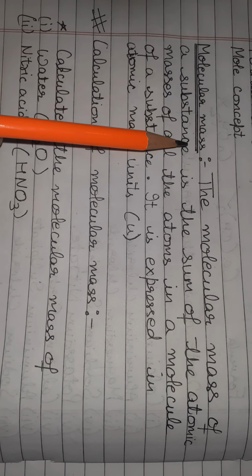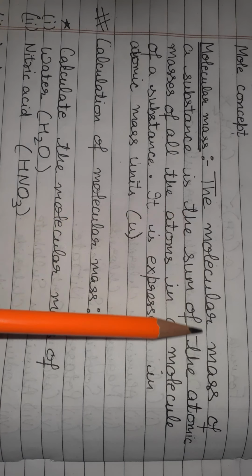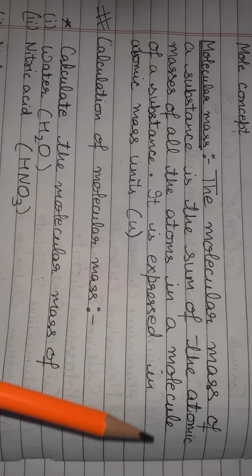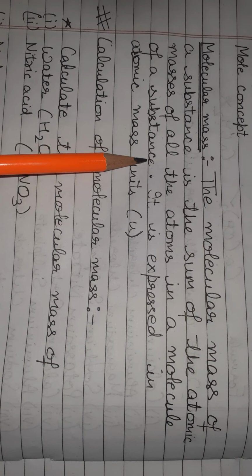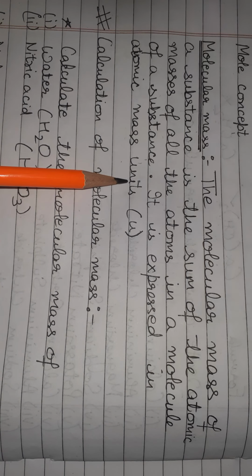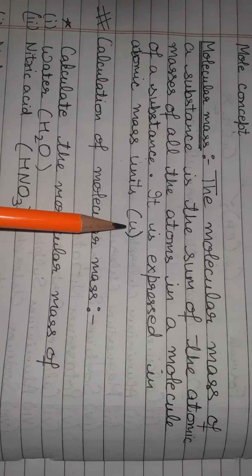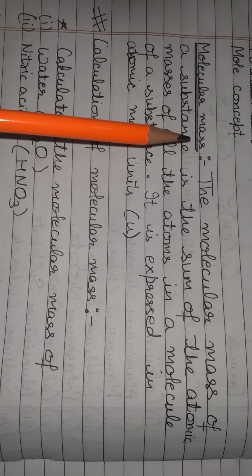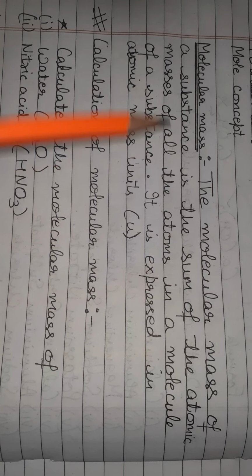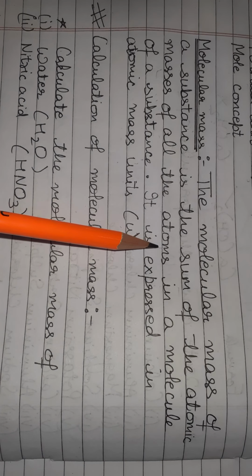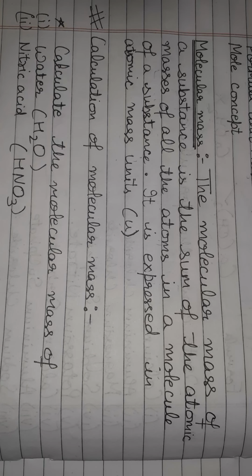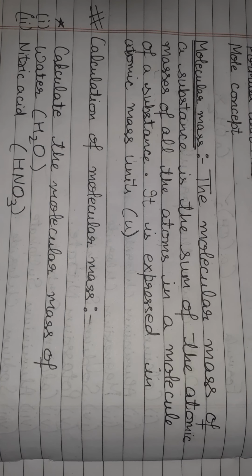What is molecular mass? The molecular mass of a substance is the sum of atomic masses of all the atoms in a molecule of a substance. It is expressed in atomic mass unit u. This is unified units. Now, molecular mass क्या होता है? Molecular mass is sum of atomic masses of all the atoms. That means जितने भी atoms एक molecule में present हैं उन सभी का sum, that is called molecular mass. You will be more clear with example.